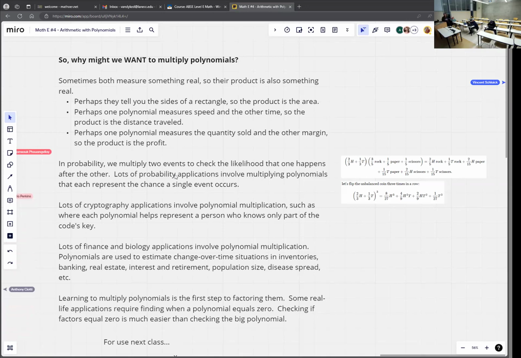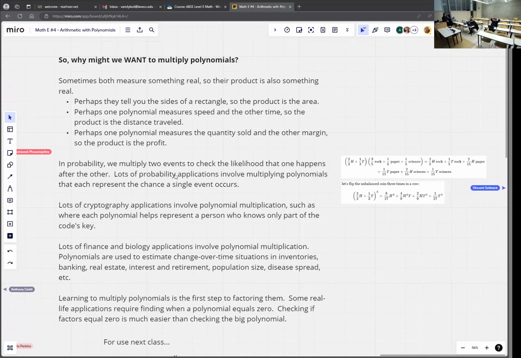But anyway, we could have sides of a rectangle that we want to express as polynomials and kind of adjust them some. If we did that, the area would be length times width, and we're multiplying the two. Maybe one polynomial measures speed and the other time. So speed times time is distance. If you want to know how far you go at a certain speed, then we're used to thinking of easy, elementary school problems. A car goes 30 miles an hour, but you've driven a car. Do you stay at 30 miles an hour the whole time? No, it keeps changing, right?